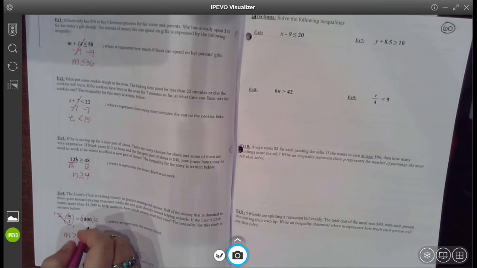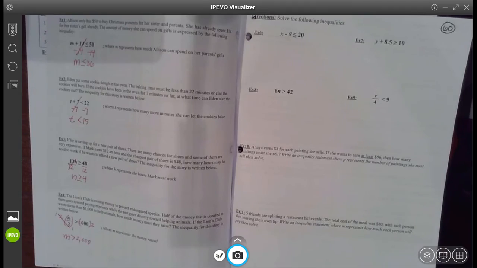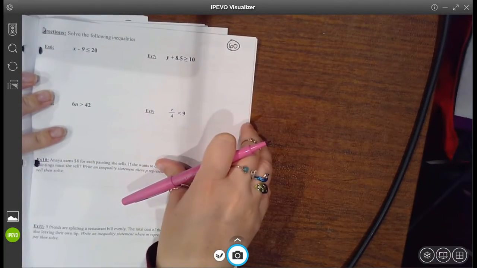So if they want to put 1,000 to helping the animals, that means they need to collect at least, like, more than 2,000, because they can only get to keep half of the money that they get, because the rest of the half goes to expenses. All right, now that you got some practice setting up word problems and solving them, let's just do some basics.